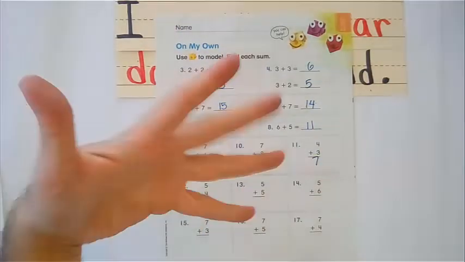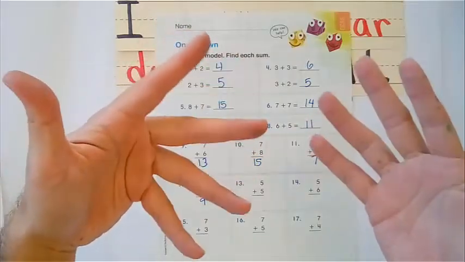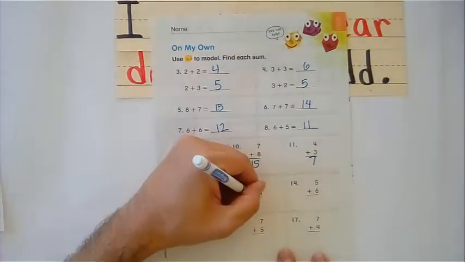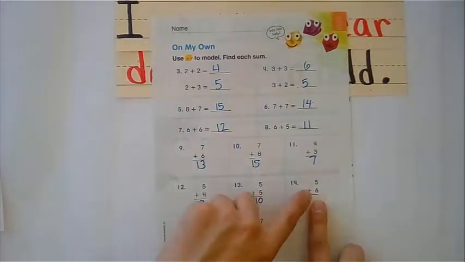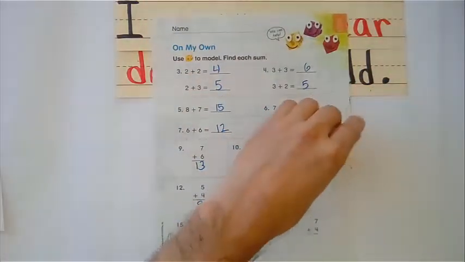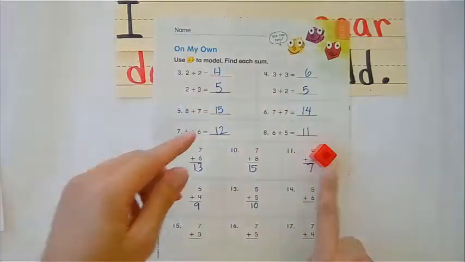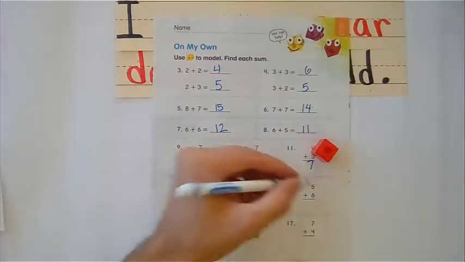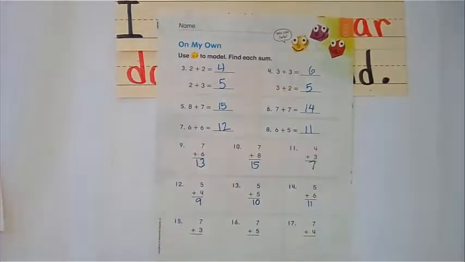And this one's easy. 5 and 5 make 10. But what if I have 10 and one more? Well, I don't have any extra fingers, but I could put that. 10 and one more make 11. Very good.